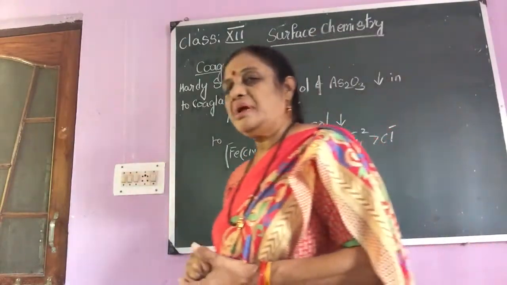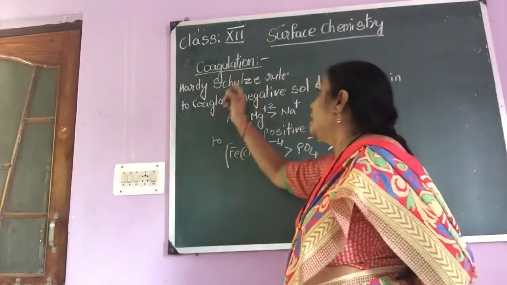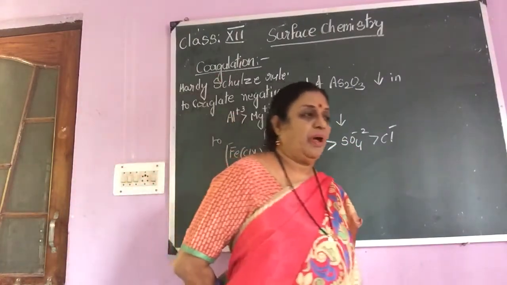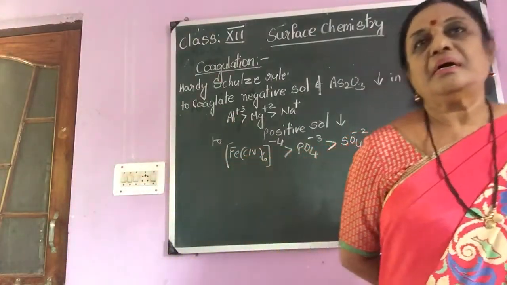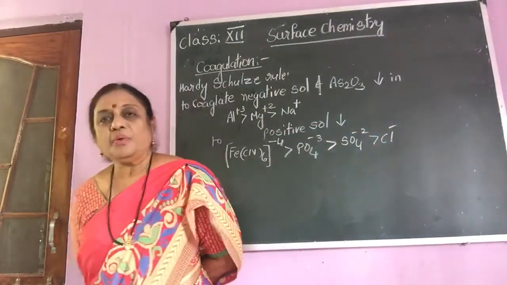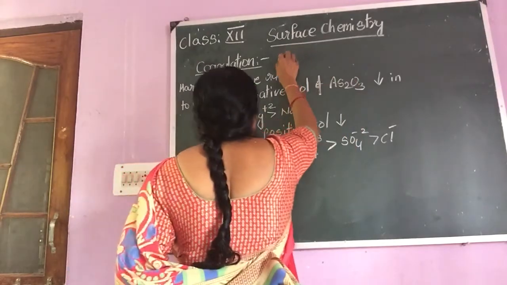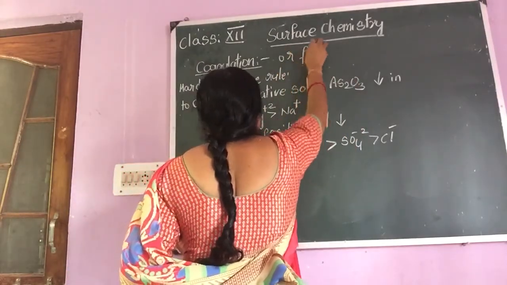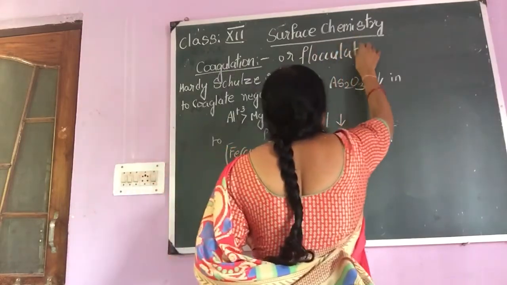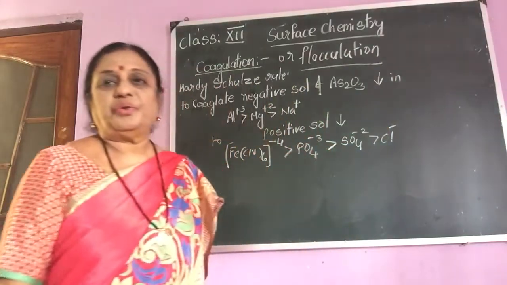I'll repeat, children, the Hardy-Schulze rule. According to the Hardy-Schulze rule, the ion which is responsible for the coagulating power, greater the charge on the ion, greater will be the coagulating power. The coagulation is also known as flocculation.